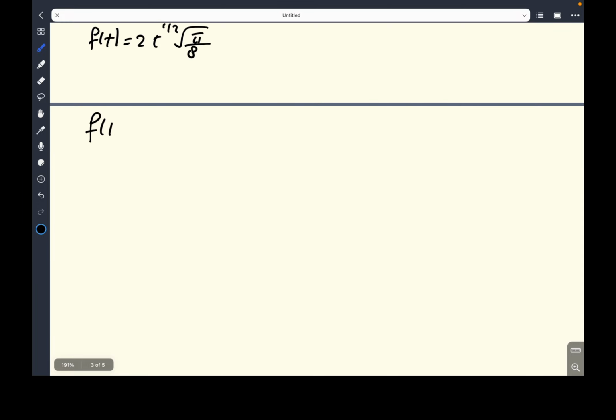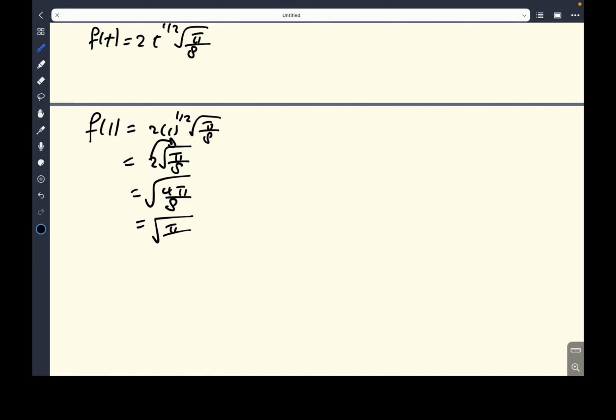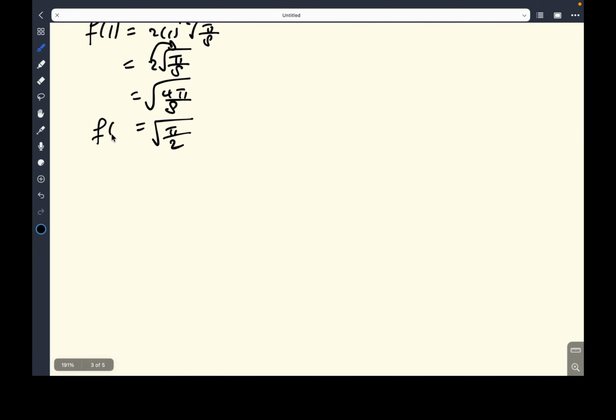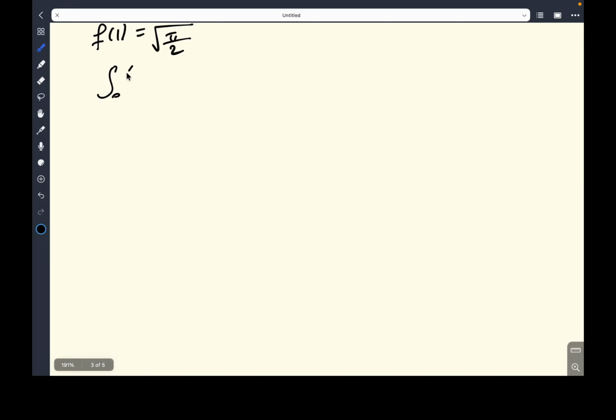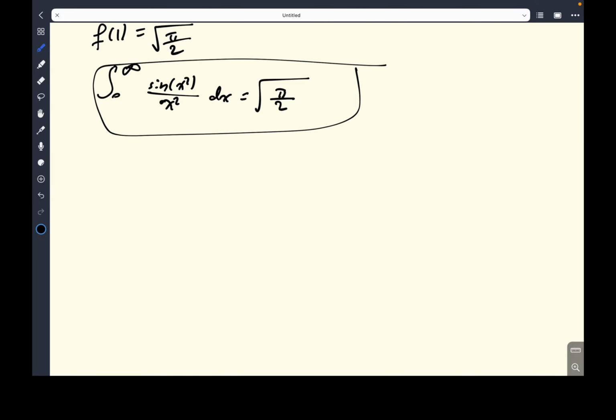Now I want to find f of 1, so it's going to be 2 times 1 to the half root pi over 8, which is 2 root pi over 8. If I move the 2 into the radical, it's going to be 4 pi over 8, which is root pi over 2, which is f of 1. Thus, the integral from 0 to infinity of sine x squared over x squared dx is root pi over 2, a very neat result.